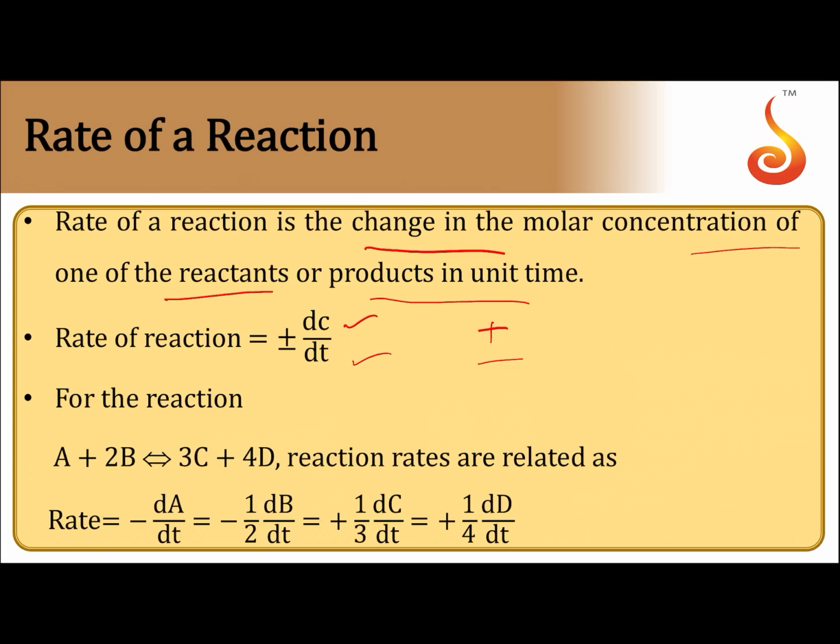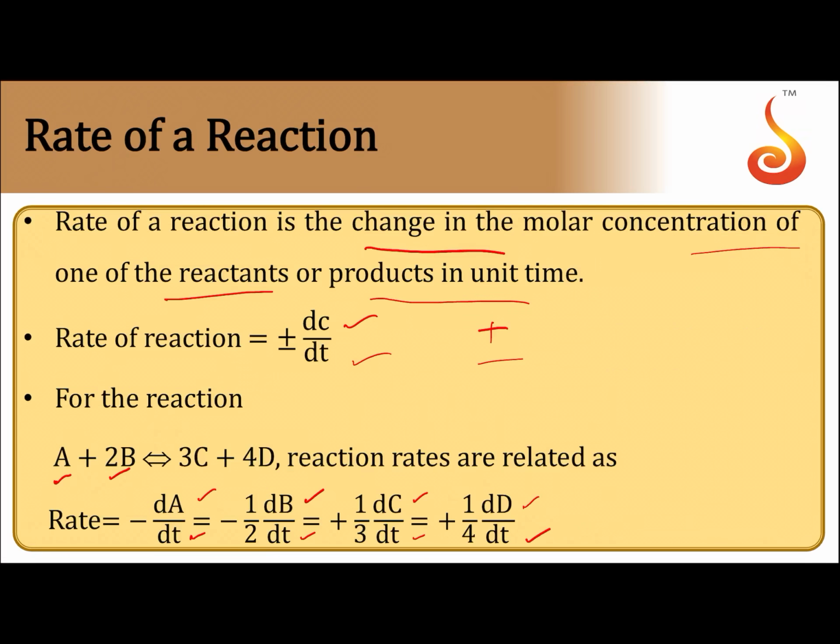For a reaction A plus 2B giving rise to 3C plus 4D, the rate of reaction is given as rate is equal to minus dA by dt, which is also equal to minus 1 by 2 of dB by dt, also equal to 1/3 of dC by dt, also equal to 1/4 of dD by dt. Here, with respect to reactants a negative sign is assigned.